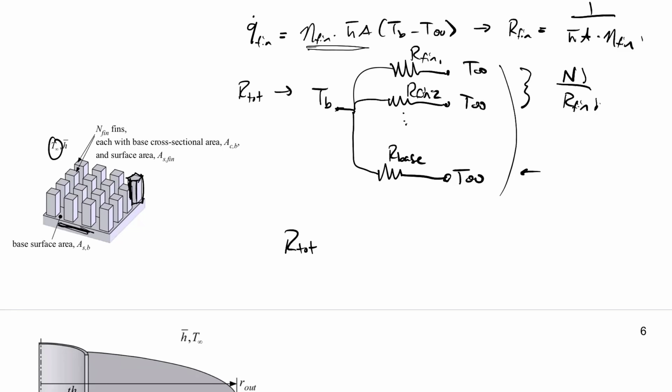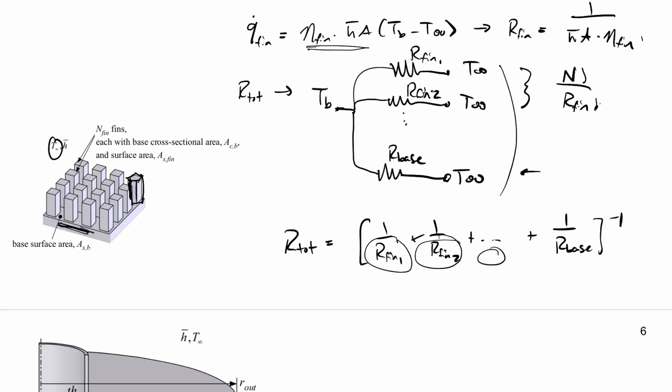So our total is going to be, right, 1 over R fin 1 plus 1 over R fin 2 plus so on, plus 1 over R base. Right, the parallel combination of those things. So if I have N fins that are all exactly the same, this is going to be the same as this, and so on. And so it just becomes N of those divided by R fin. So you essentially are scaling the area, but you're doing it by just repeating that resistance a bunch of times. And when you add the inverses of them together, you're actually decreasing the total resistance.